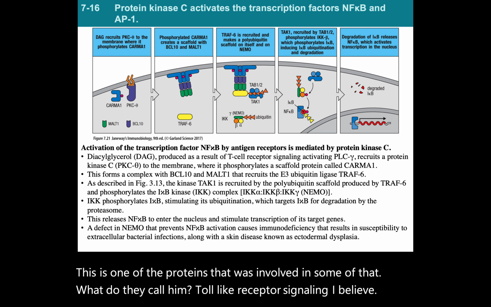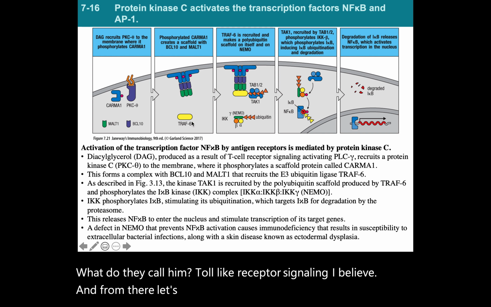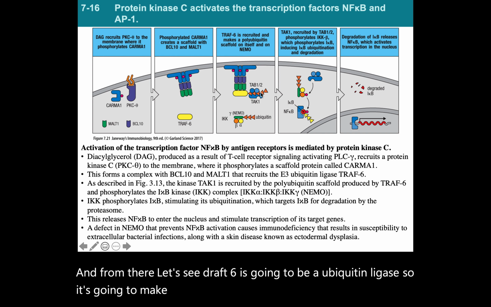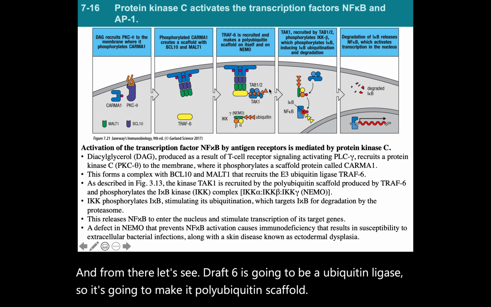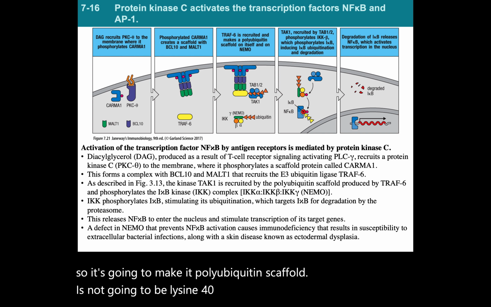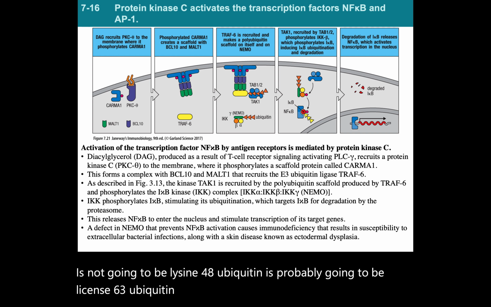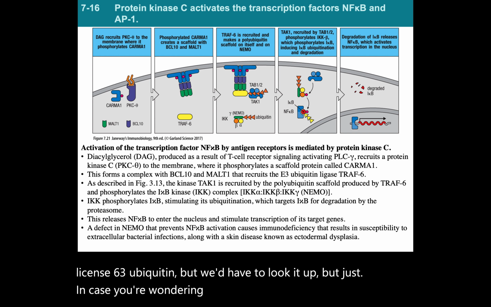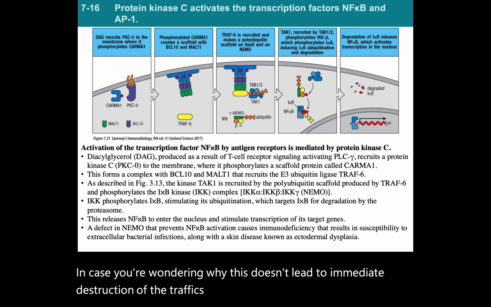From there, TRAF6 is going to be a ubiquitin ligase, so it's going to make a polyubiquitin scaffold. And this is not going to be lysine 48 ubiquitin. It's probably going to be lysine 63 ubiquitin, but we'd have to look it up. But just in case you're wondering why this doesn't lead to immediate destruction of the TRAF6 protein, it's because the ubiquitin is hooked up in a different way.